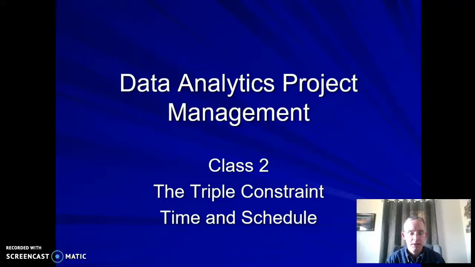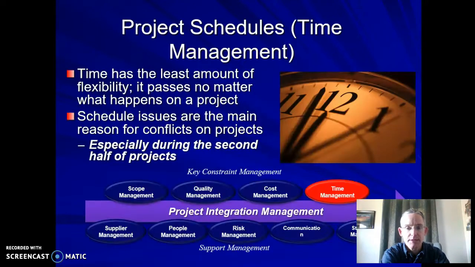All right, so now we're talking about the second of the three parts of the triple constraint, which is time management. What we're really talking about here is schedule. How do you create a schedule? Manage the time that you're allotted between the time that this project has to be done and the time you start. What do you do with everything in between in order to get the deliverables accomplished and the scope completed? So project schedules, basically time management.